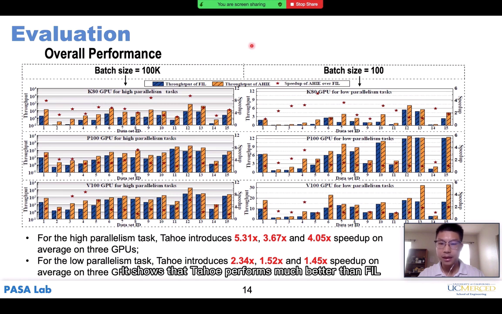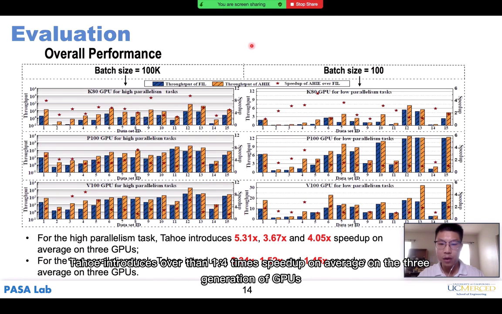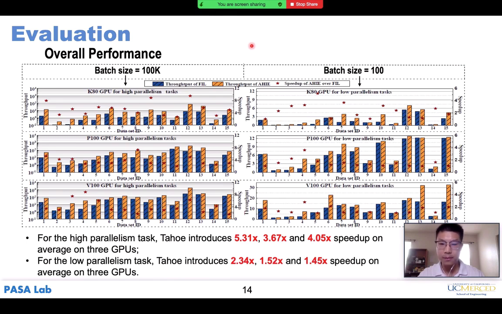It shows that Tahoe performs much better than FIL. For the high parallelism task, Tahoe introduces over 3 times speedup on average on 3 generations of GPUs compared to the FIL baseline. For the no parallelism tasks, Tahoe introduces over 1.4 times speedup on average on the 3 generations of GPUs.